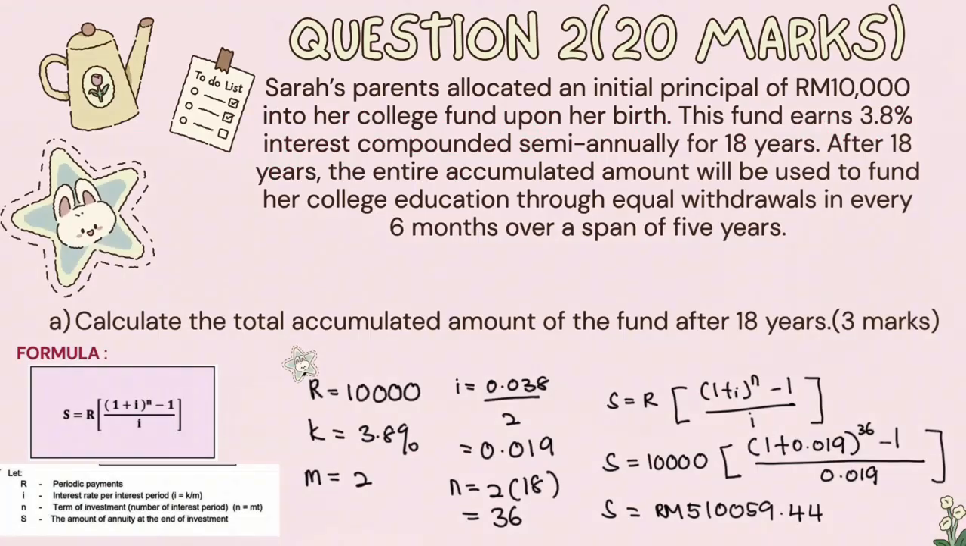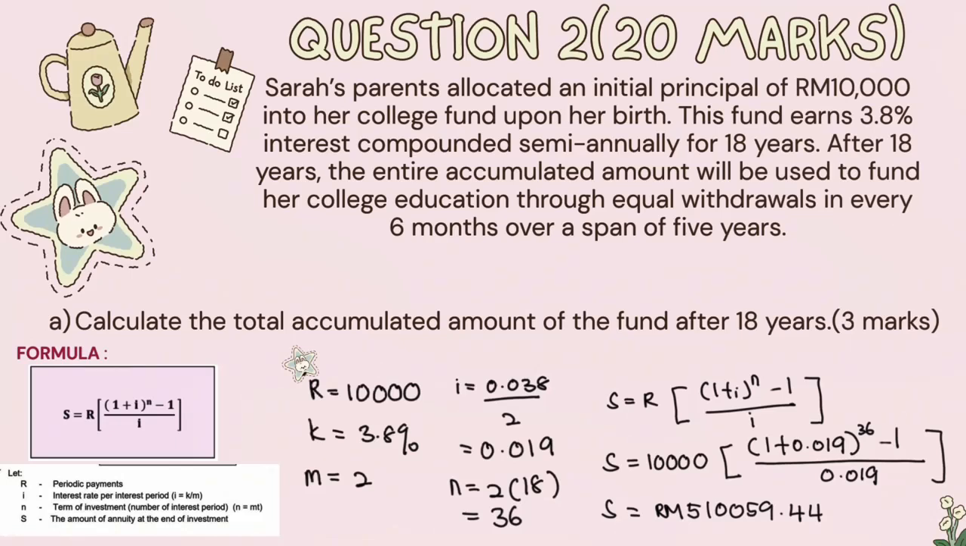Alright, I'm Gwen and I will discuss question 2, which is worth 20 marks. The question is: Sarah's parents allocated an initial principal of 10,000 ringgit into her college fund upon her birth. This fund earns 3.8% interest compounded semi-annually for 18 years. After 18 years, the entire accumulated amount will be used to fund her college education through equal withdrawals every 6 months over a span of 5 years. First question, A. Calculate the total accumulated amount of the fund after 18 years.